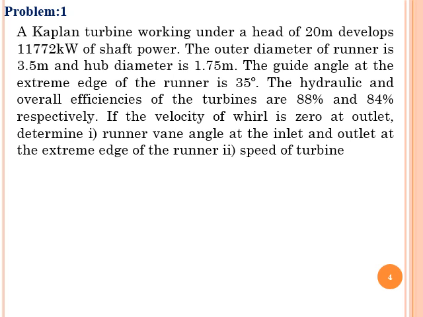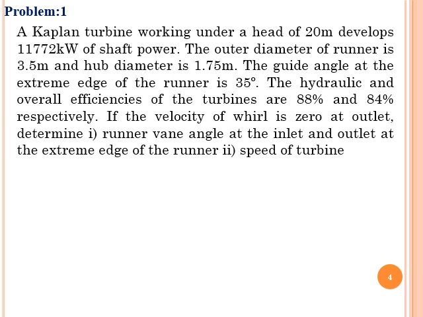If the velocity of whirl is 0 at outlet, determine first, the runner vane angle at the inlet and outlet at the extreme edge of the runner. Second, the speed of the runner. Now after reading this numerical, try to write the given data.